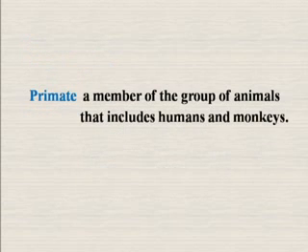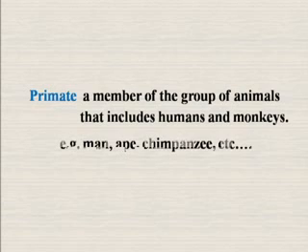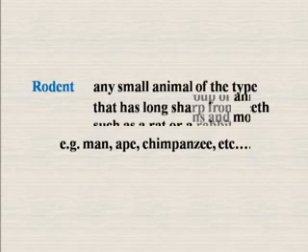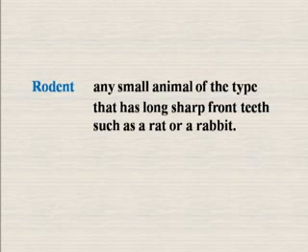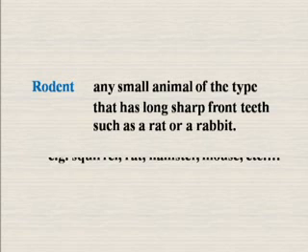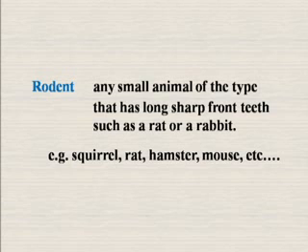Primate is a member of the group of animals that includes humans and monkeys. For example, man, apes, chimpanzee, etc. Rodent: this is any small animal of the type that has long, sharp front teeth, such as a rat or a rabbit. Example, squirrel, rat, hamster, mouse, etc.